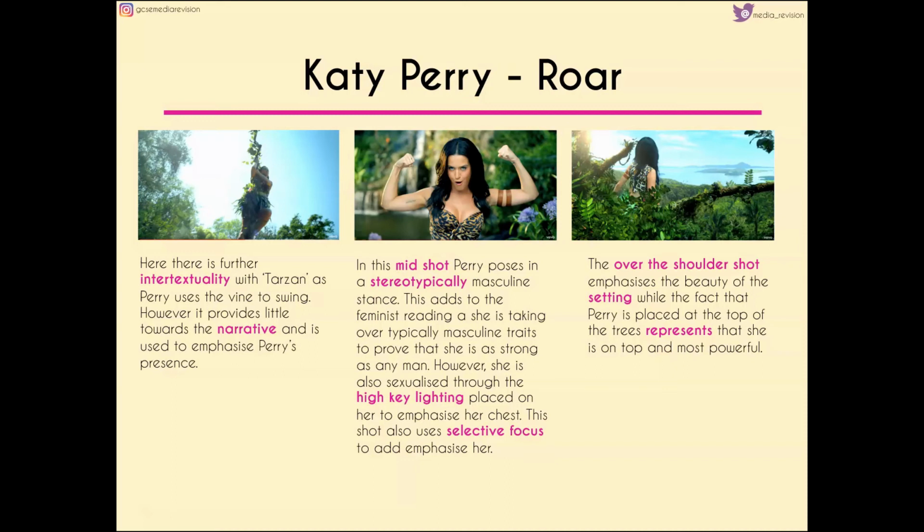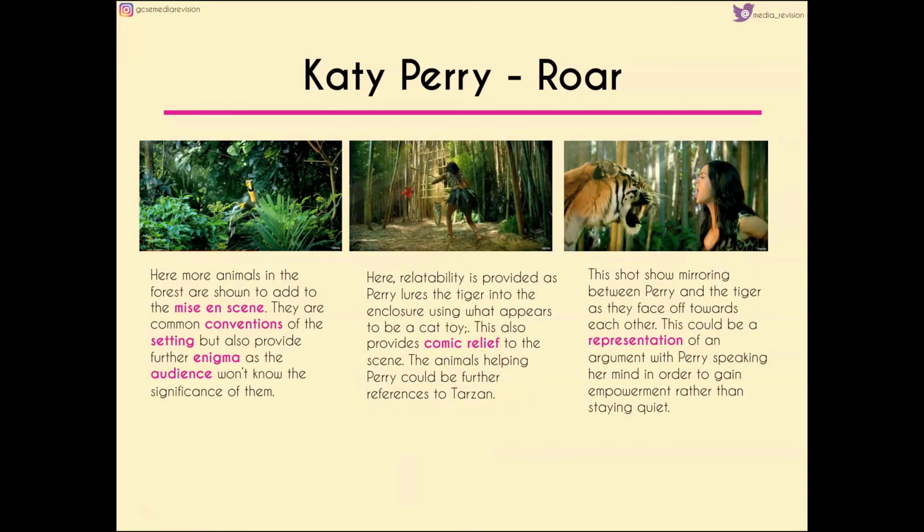We've also got selective focus, where the background is blurred compared to Katy Perry, which would add emphasis to her as a person. The over-the-shoulder shot that we see emphasises the beauty of the setting, while the fact that Katy Perry is at the top of the tree on the right-hand side shows that she's on top in the jungle and is more powerful. Now, we then have more animals in the forest, which add to the mise-en-scène of the scene. Again, common conventions for the setting, but further enigma because we don't know what's significant about them and we also don't know where they're looking.